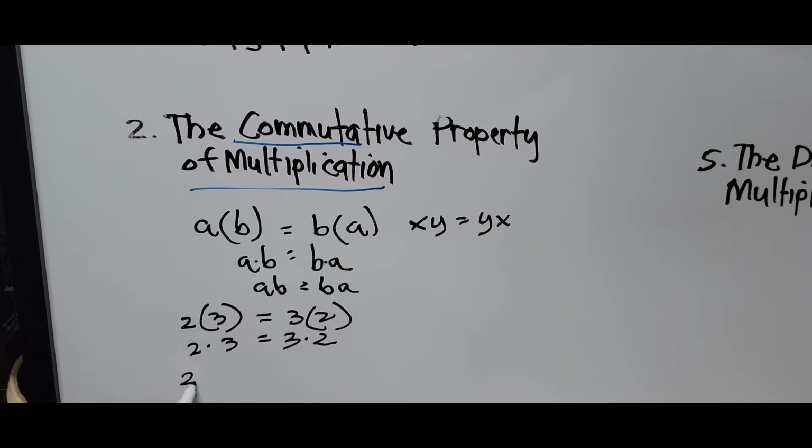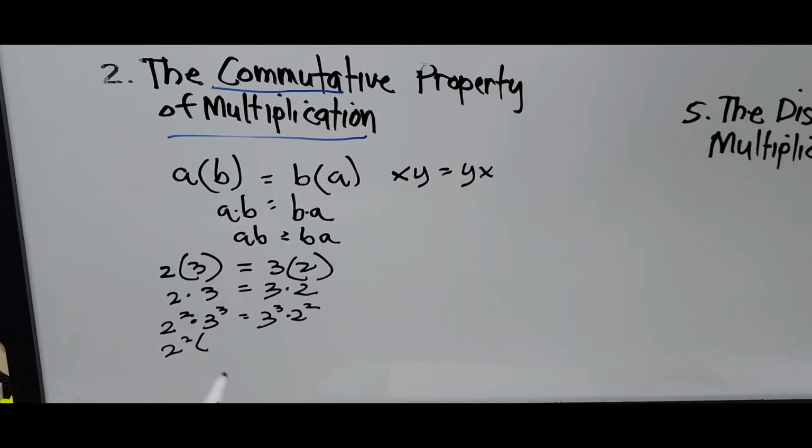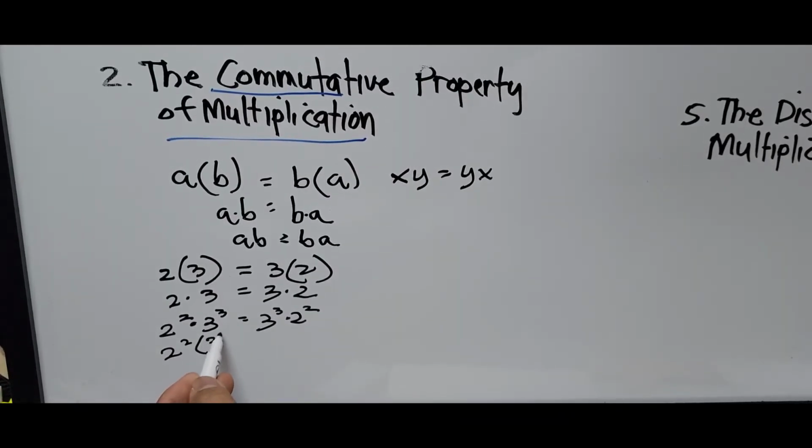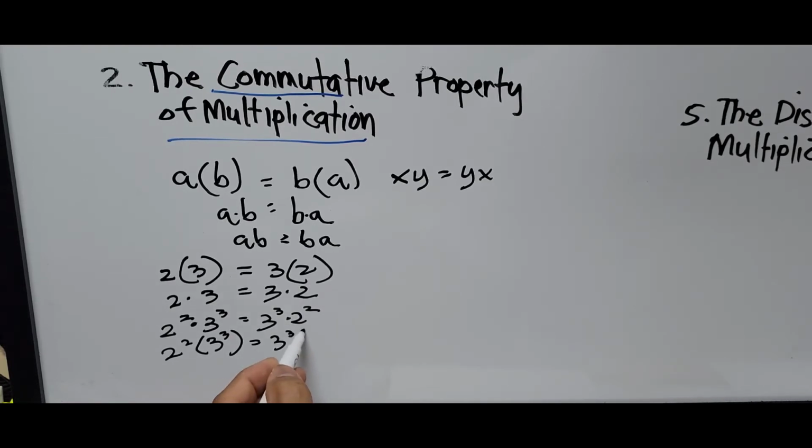Right? 2 squared times 3 cubed is the same as 3 cubed times 2 squared. Or we can do it in parentheses: 2 squared times parentheses 3 cubed is the same as 3 cubed times 2 squared. Alright.